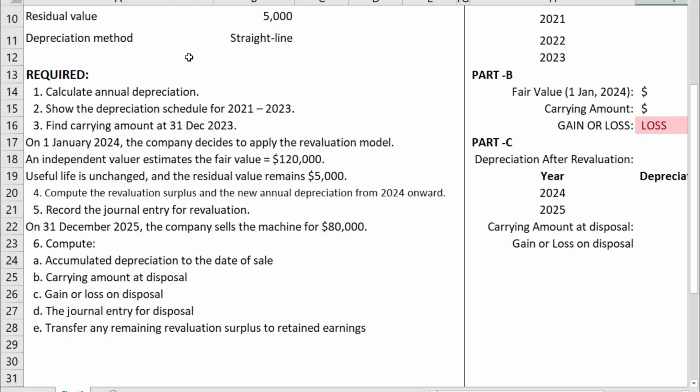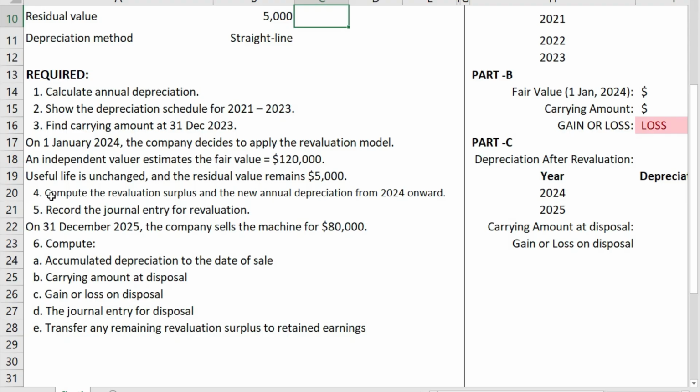On 1st of January 2024, the company decides to apply the revaluation model as well, and an independent valuer estimates the fair value at $120,000. Meaning an independent valuer comes here and estimates the value of that machine is $120,000. The useful life is unchanged and the residual value remains 5,000.